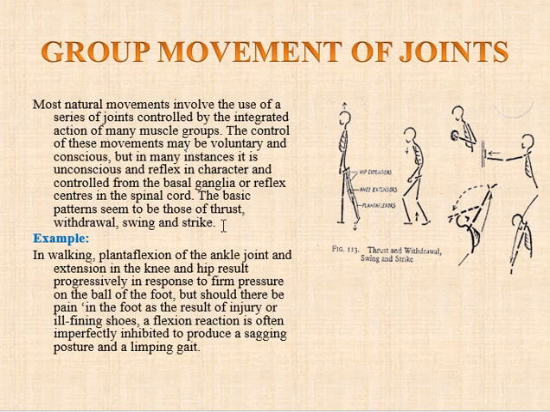The basic patterns seem to be those of thrust, withdrawal, swing and strike. In walking, for example, plantar flexion of the ankle joint and extension in the knee and hip result progressively in response to the firm pressure on the ball of the foot. But should there be pain in the foot as a result of injury or ill-fitting shoes, a flexion action is often imperfectly inhibited to produce a sagging posture and limping gait.